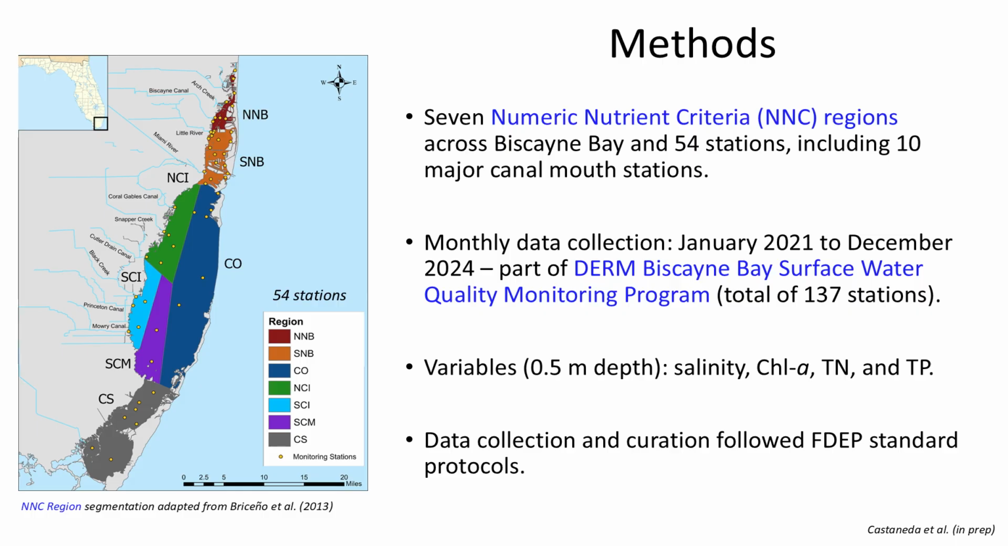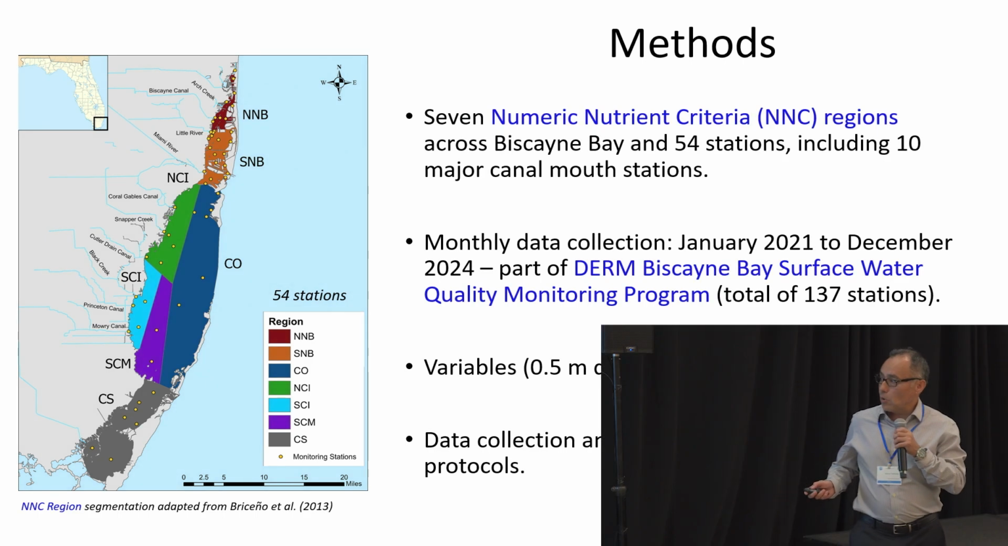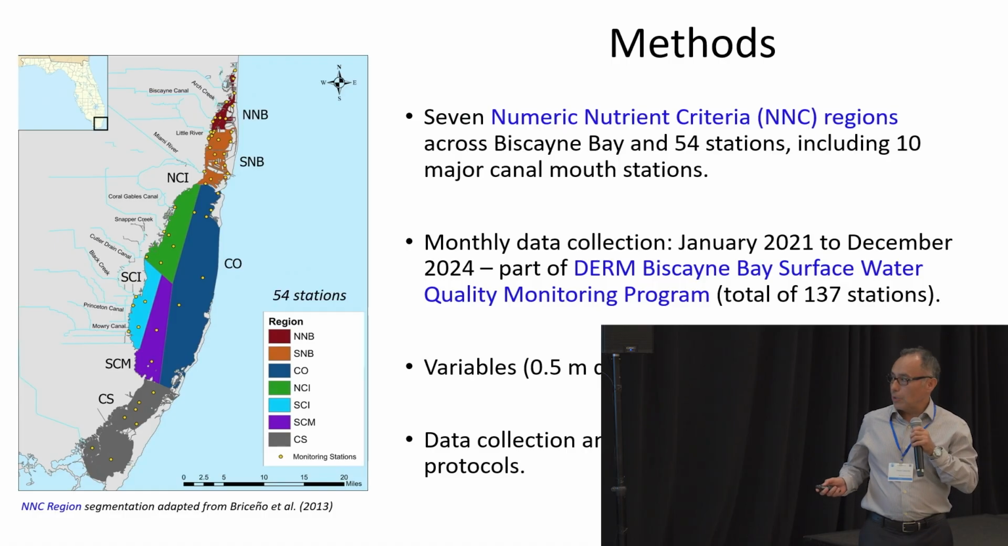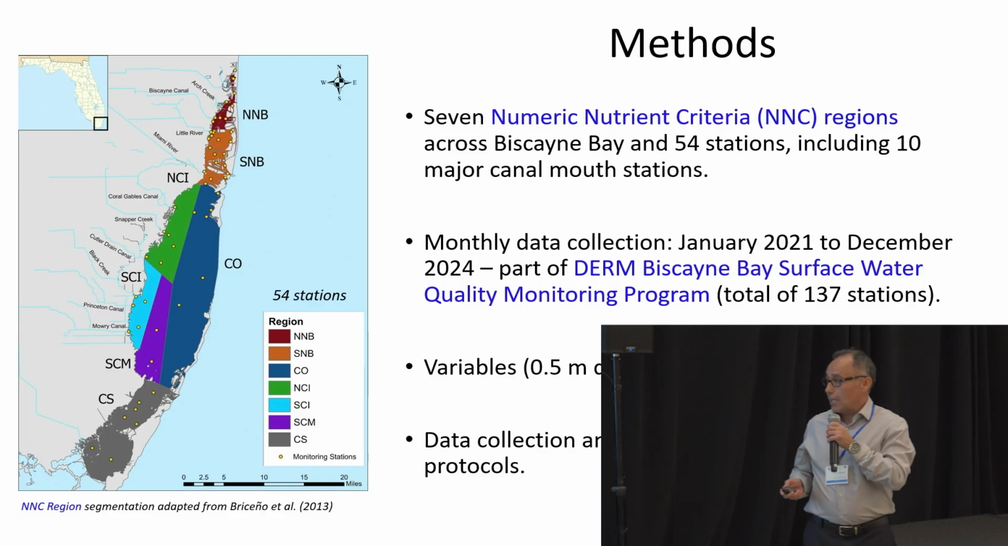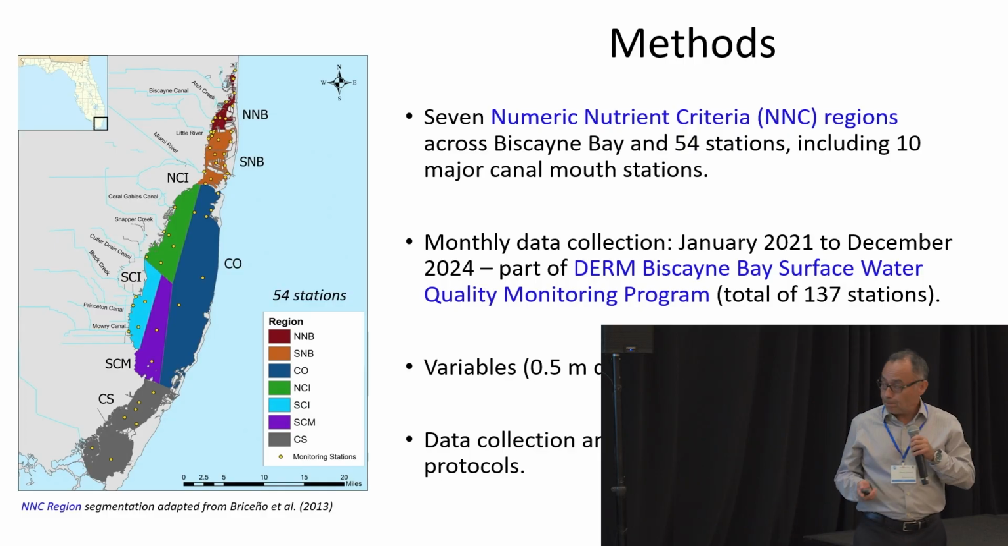In terms of data collection, we have 5 years, starting from January 2021 to December 2024. This is part of our Biscayne Bay Water Quality Monitoring Program. It's a really comprehensive program that has been running since 1979. We have a total of 137 stations that include the stations in the bay, plus all the stations along the canals and the watershed. For today, we focus on variables collected at the mid-water column, including salinity, chlorophyll, total nitrogen, and total phosphorus. Data collection and curation follow standard protocols.